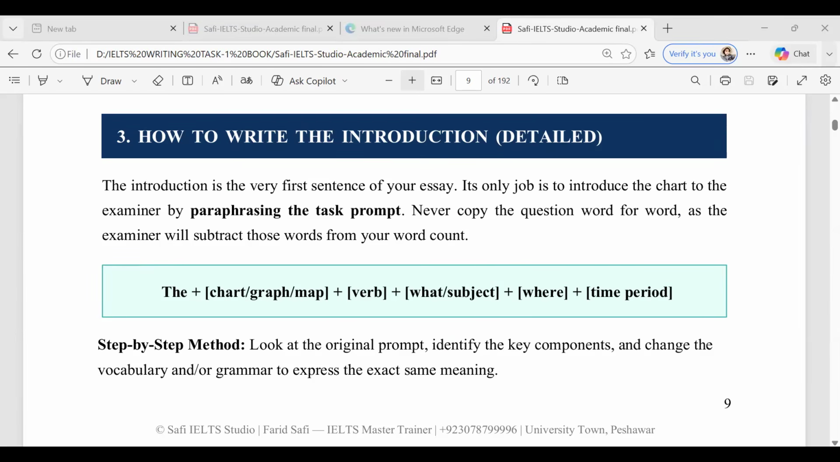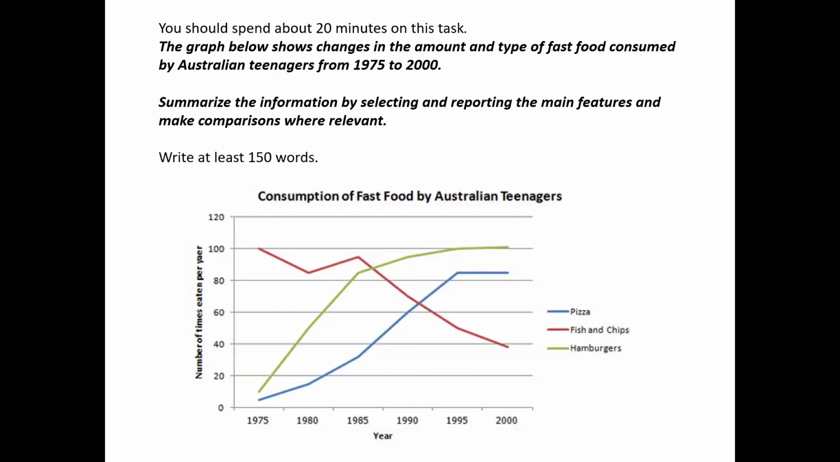I will teach you all seven, ma'am. None of the graphs will be left out, okay? I will teach you all seven graphs, not one or two, not three, clear? All of the graphs I will teach you and I will let you know how to write them. We will take examples, everything, okay?